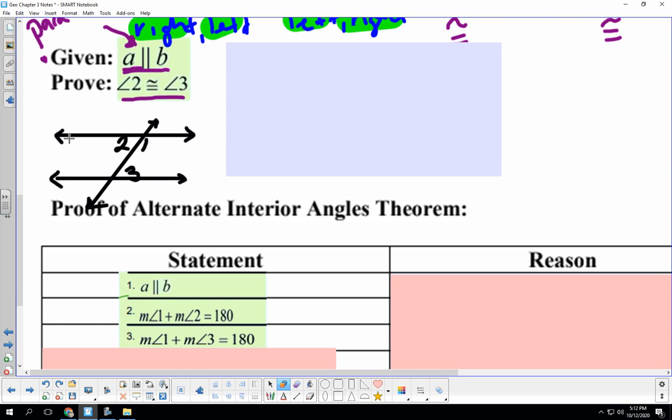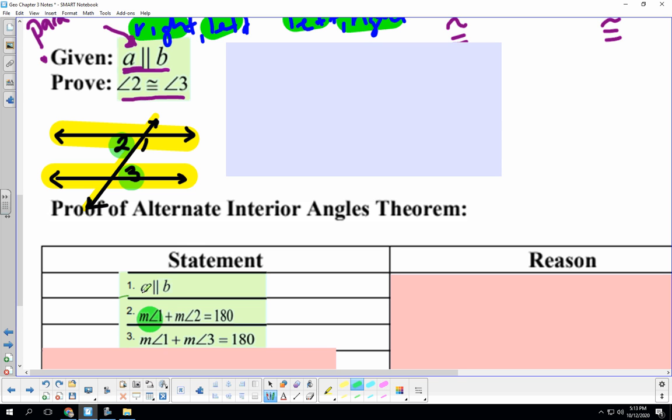Okay, so we have two parallel lines. Make sure you guys write this down in your notes. So we have two parallel lines, and they're cut by a transversal. And we want to prove that angle 2 is congruent to angle 3. We're going to use angle 1. Don't let him be left out. We're going to use angle 1 to help us do that.